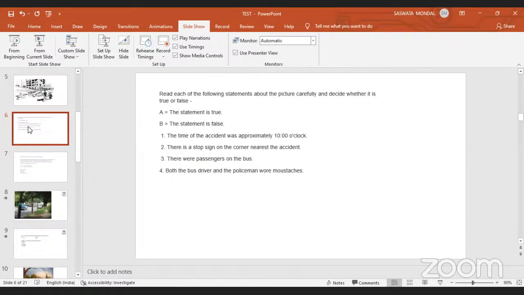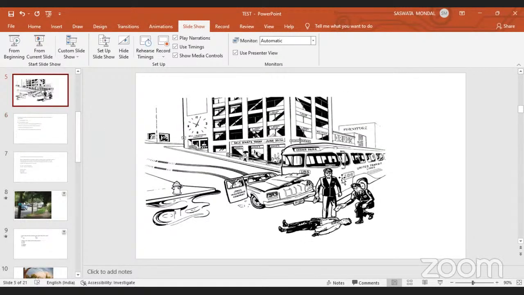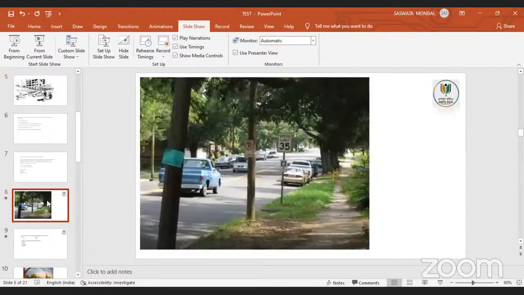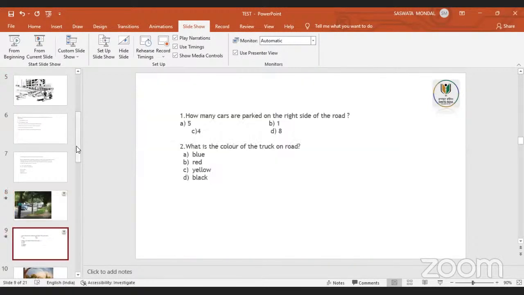Okay. Both the bus driver and the policeman wore mustaches. Let's quickly have a look. Bus driver and policeman. No, I guess no. Yes or no? No. No, sir. Fine. So now we have here our third composition and we have questions.